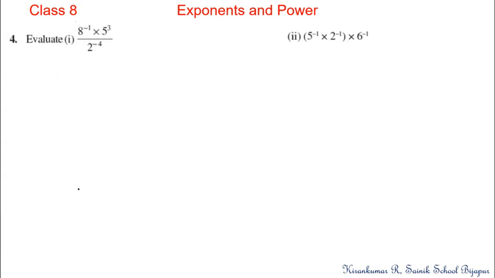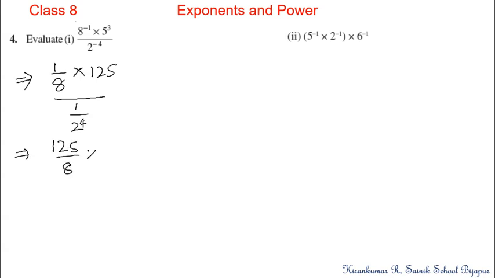We shall take the fourth main question. The question is to evaluate. I'll be writing the steps here. It is 1 by 8 multiplied to 5 cube, which is 125, divided by 2 raised to the power minus 4, which is 1 by 2 to the power of 4. This will be same as 125 upon 8 multiplied with 2 raised to the power 4, which is 16. So 125 into 16 divided by 8. This goes 2 times. So we get the result as 250.